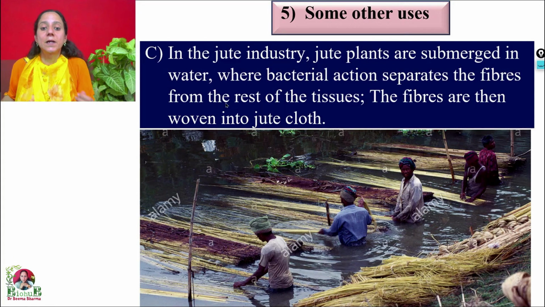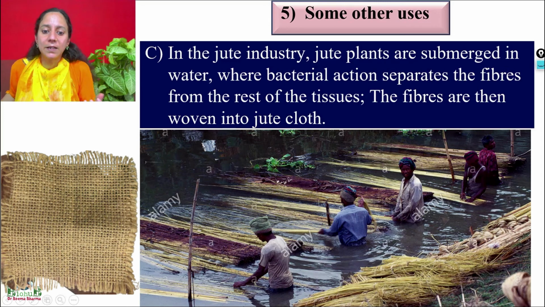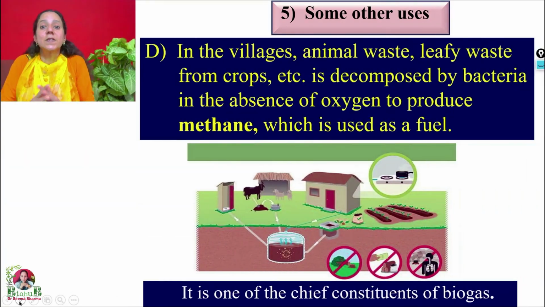Jute plants are submerged in water where bacterial action separates the fiber from the rest of the tissue. These fibers, which have been separated from the plant, are then taken to the industry and there they are woven into jute clothes. Next use is in making of biofuel.